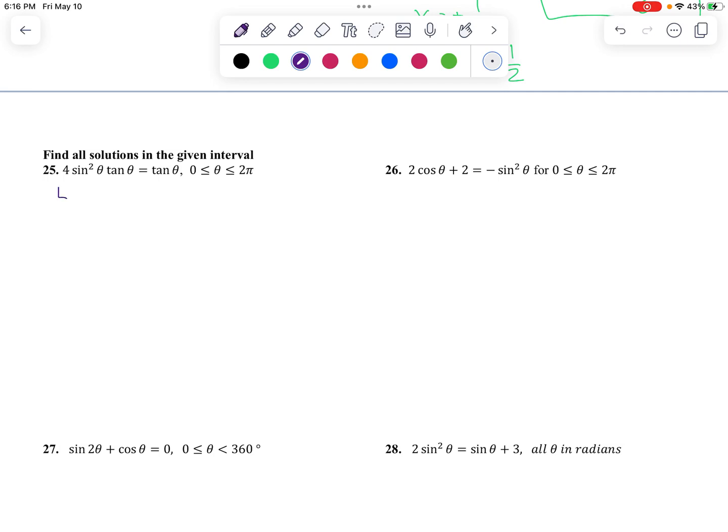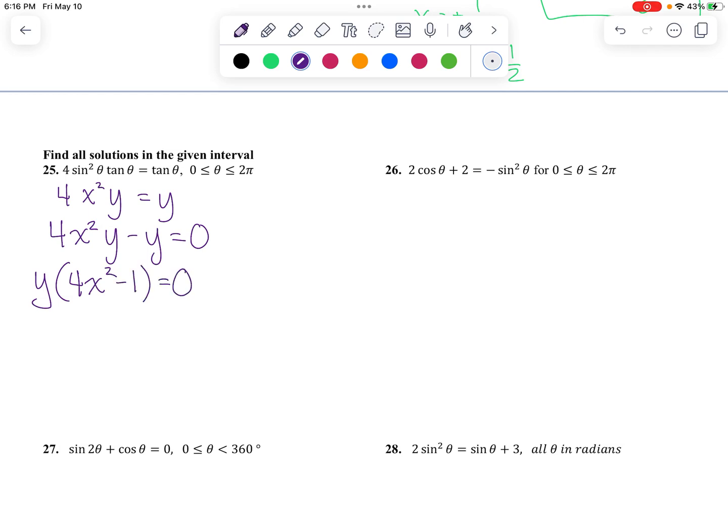Okay, 4 sine squared theta tangent equals tangent. Ooh, I meant 4. This is kind of like a 4x squared y equals y. Now, that's not the prettiest thing in existence, but I can do it because they all have a y on them. I can get it equal to 0 and I can factor. If you choose to instead divide by y, just remember that you still need to give the solution that says y is equal to 0.